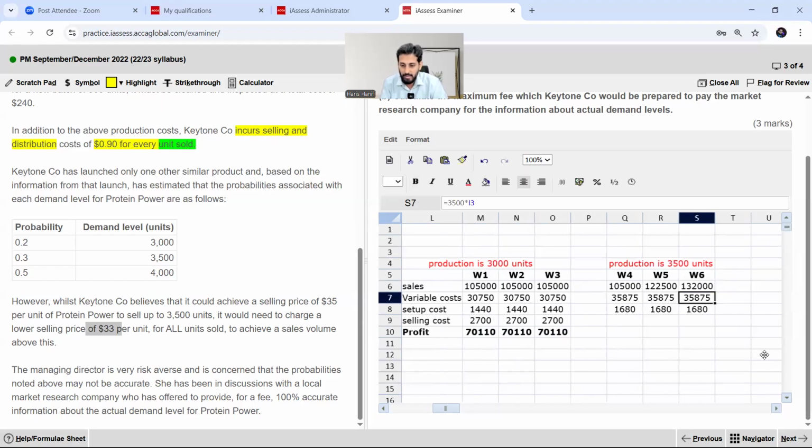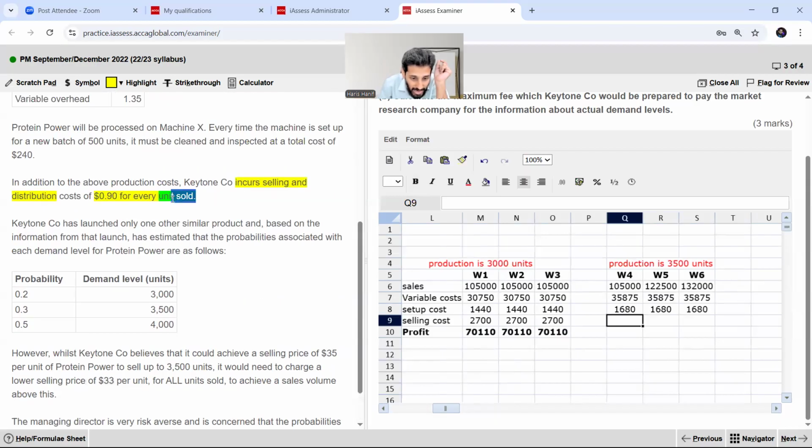Press enter, answer. Now selling cost. Please see that selling cost is based on every unit sold. Here I have sold 3000 units, multiplied by 0.9. Here I have sold 3500 units, multiplied by 0.9. Here I have to sell 4000 units, multiplied by 0.9. That's a very simple point. Press enter, answer. So at the last, you have to calculate the profit figure.